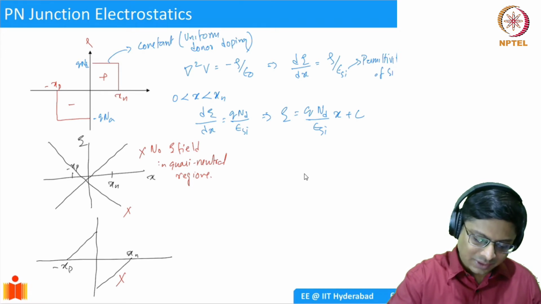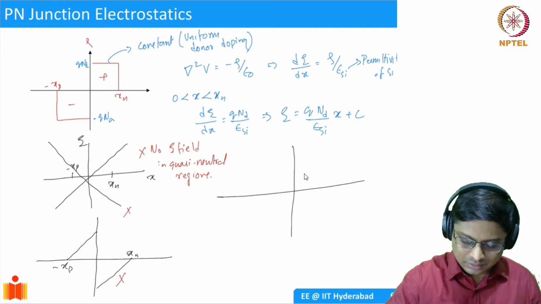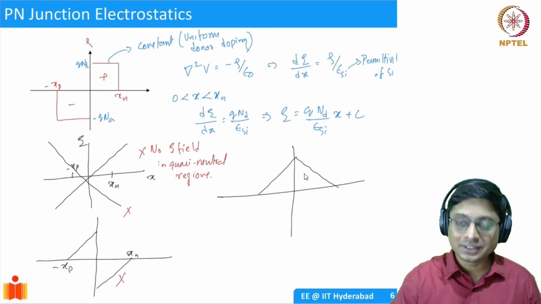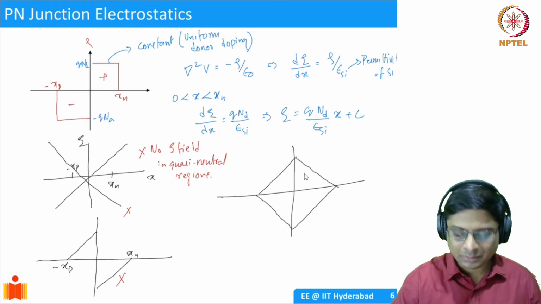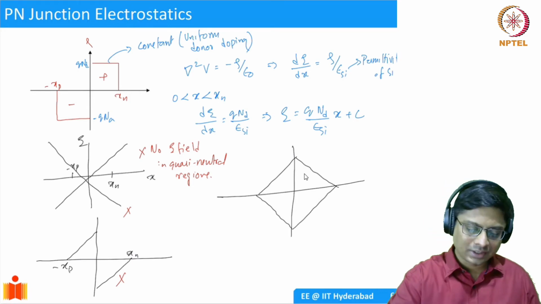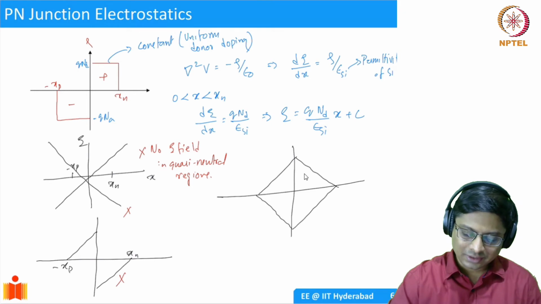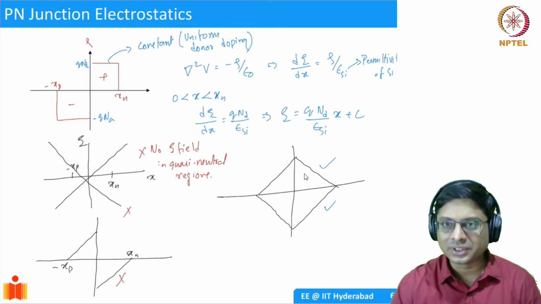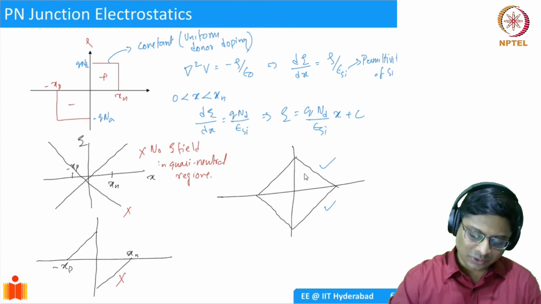So what we will be left with is something like this. This is one possibility, and this is another possibility. This will satisfy our equations. So this or this. Fields are zero outside, and it's continuous at x equal to 0. But out of which only one is correct, the other one is wrong.